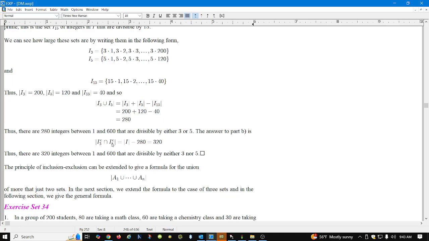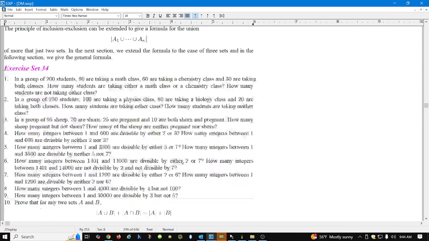The principle of inclusion-exclusion that we've done here is for 2 sets. This can fairly easily be extended to 3 sets, or in fact any number of sets. And that's what we're going to do next. So let's move on to the next section.